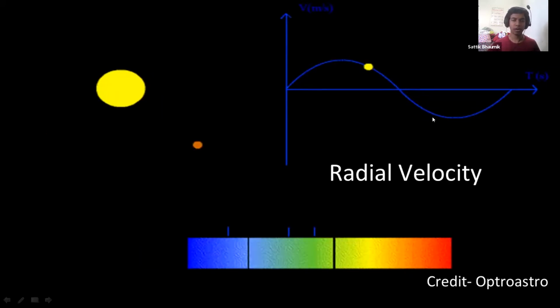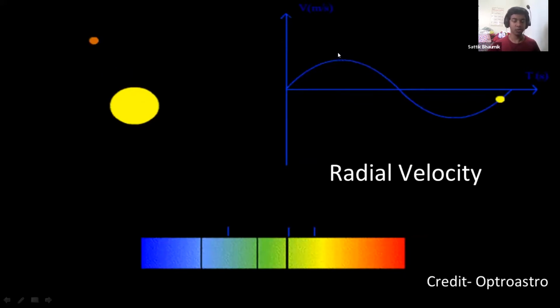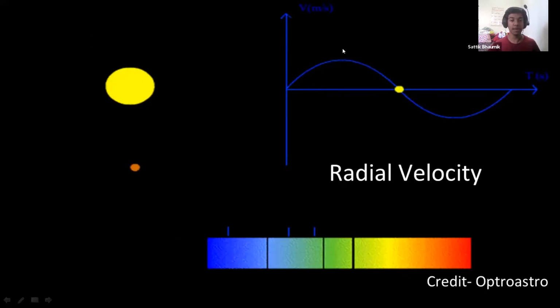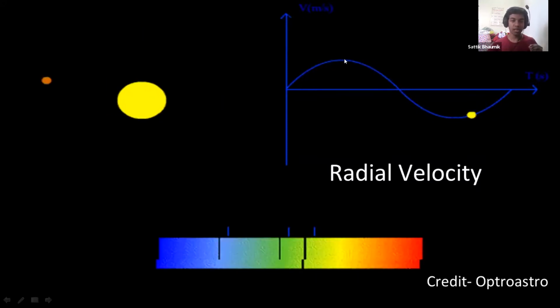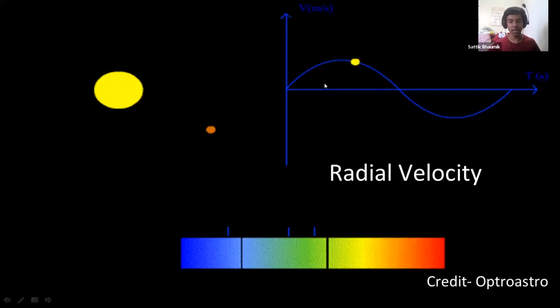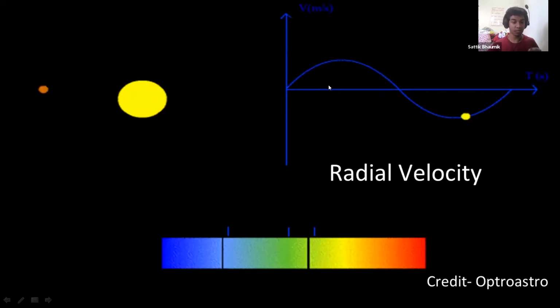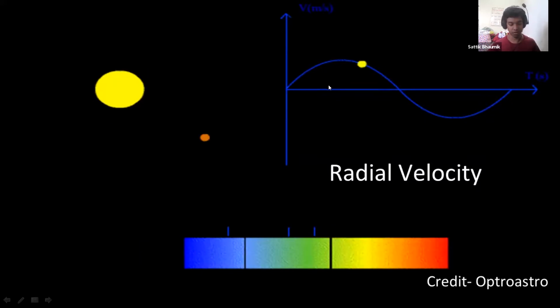Now using this plot, we need only one value, which we call Vmax or velocity semi-amplitude. There is a formula where we just need to plug in this Vmax value and the mass of the star, and we'll get the mass of the planet with utmost precision compared to transit photometry.